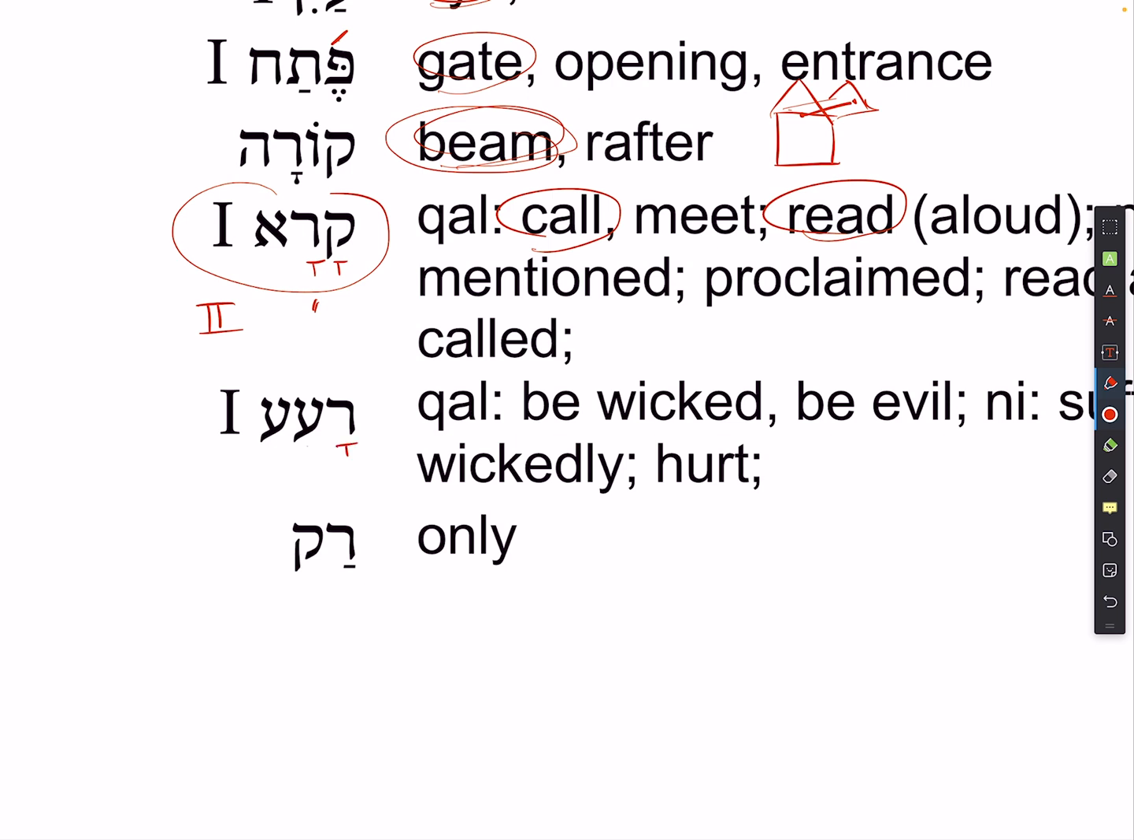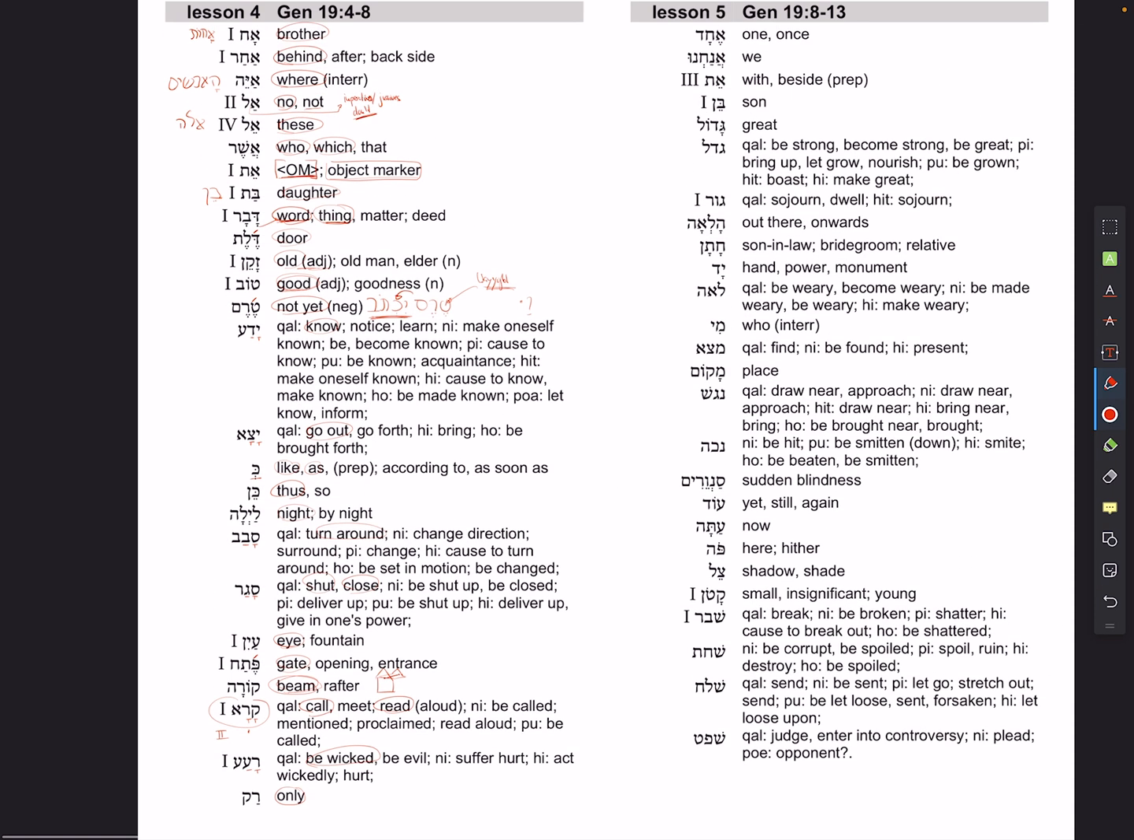Ra'a is to be wicked, to be evil. And rak, only. Only one daughter, only one son, for example. Rak. These were the words of lesson number 4.